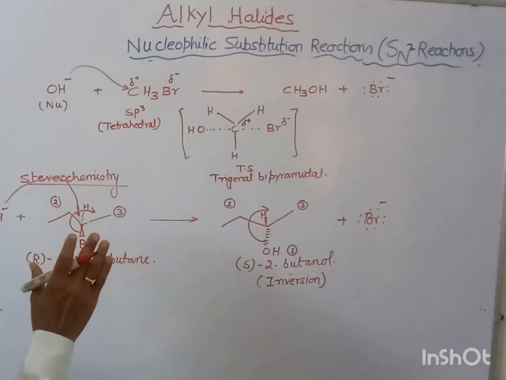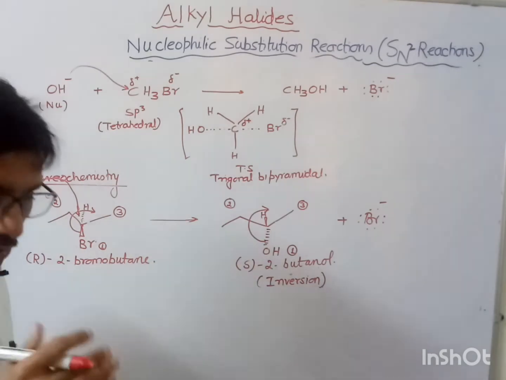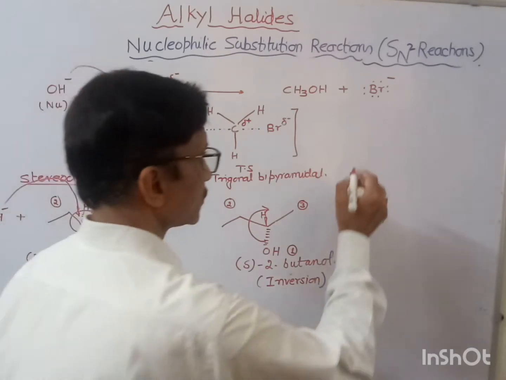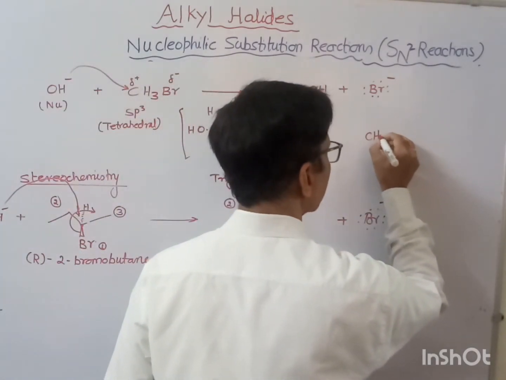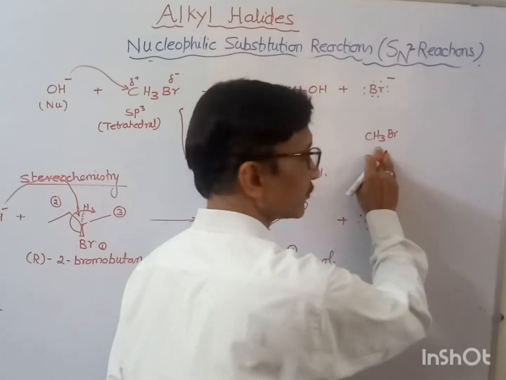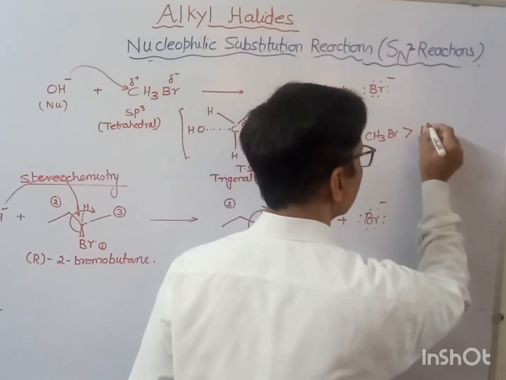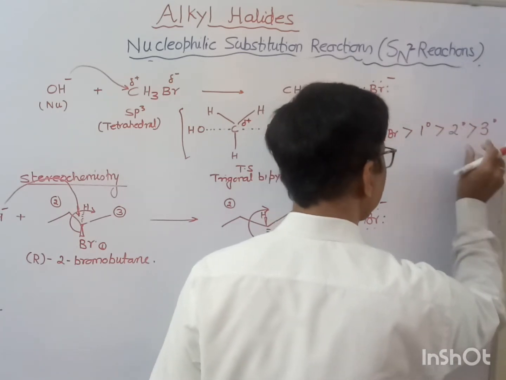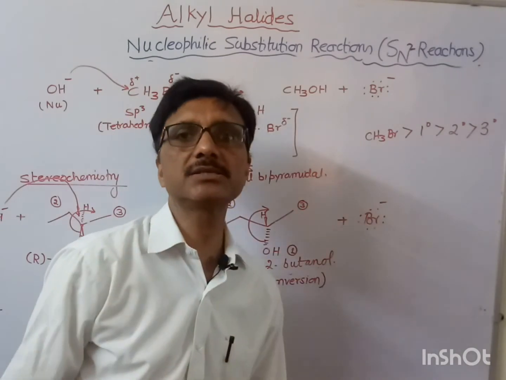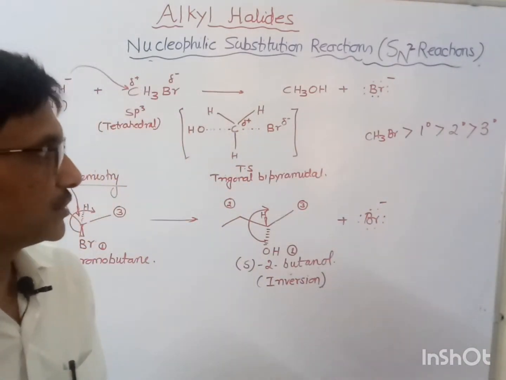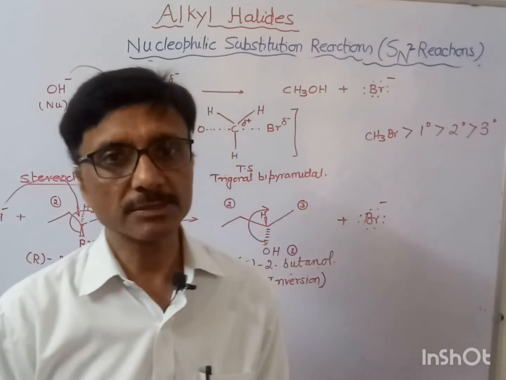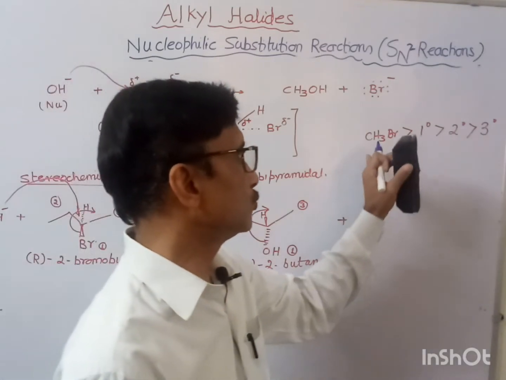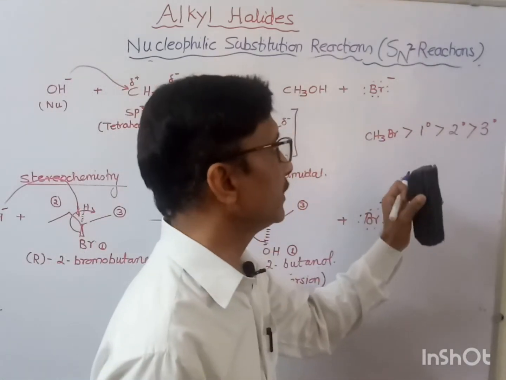As I told, the order of reactivity of alkyl halides for the SN2 reaction is: methyl bromide reacts much faster in comparison to primary alkyl halide, secondary alkyl halide, and then tertiary alkyl halide. So we can say that the rate of this substitution reaction for tertiary alkyl halide is very low in comparison to methyl bromide or primary alkyl halide.